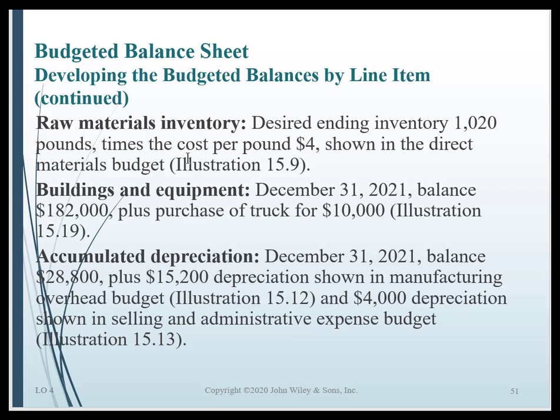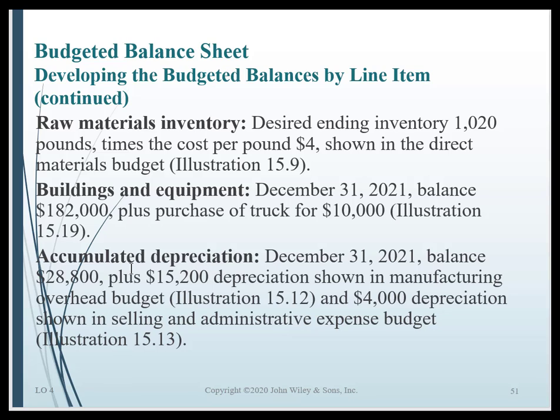What about raw materials inventory, right? So the desired ending inventory, we had 1,020 pounds is what we said we were going to have at the end of the period, times the total cost of $4. Again, that comes from our direct materials budget. What about building and equipment? Balance is 182,000. Don't forget we bought a truck. So that gives us the total balance at the end of the period.